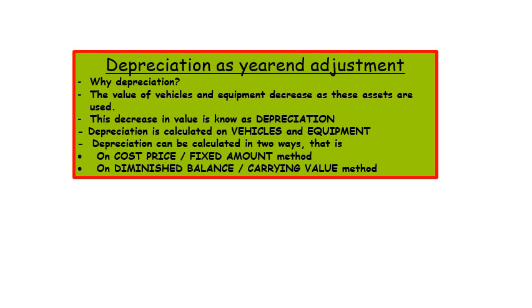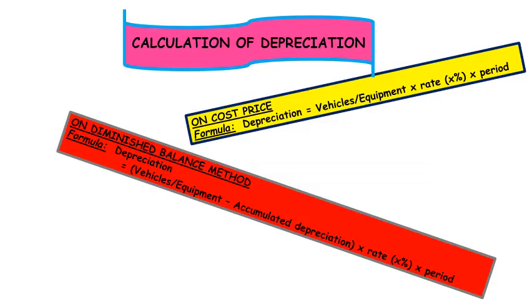The next thing that you need to know is that there are two ways to calculate the depreciation. The one is called on cost price, which is a fixed amount every year. And the second way of calculating the depreciation is on the diminished balance or the carrying value. We're going to use a simple exercise to explain the difference between the two methods of calculation.